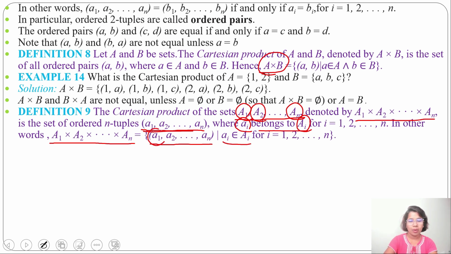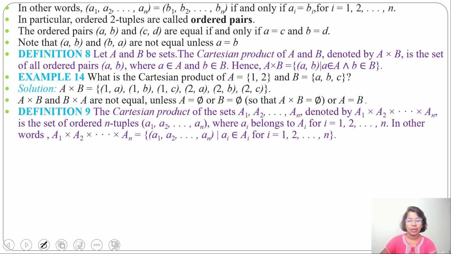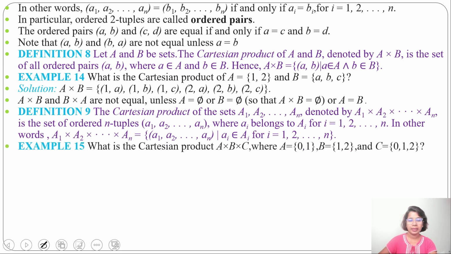That means a1 belongs to set A1, a2 belongs to set A2, an belongs to set An. So we can also do the Cartesian product of multiple sets. Let's see one example. Example 15. What is the Cartesian product of A cross B cross C? Here we are multiplying three sets where A equals {0, 1}, B equals {1, 2}, C equals {0, 1, 2}.